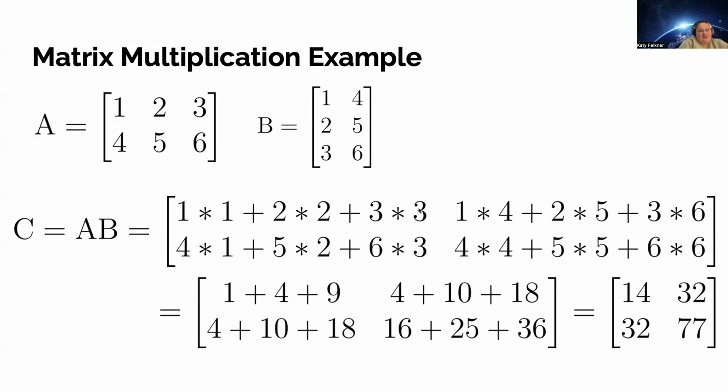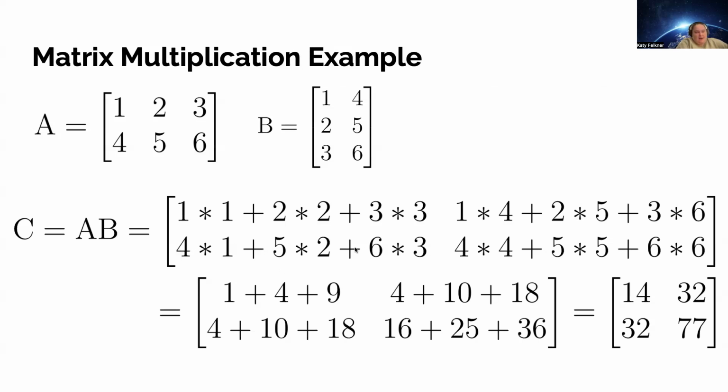C11, the upper left element of C, is the dot product of the first row of A times the first column of B. So that comes out to 1 times 1 plus 2 times 2 plus 3 times 3. Over here in the top right, we've got the first row of A times the second column of B. So that comes out to 1 times 4 plus 2 times 5 plus 3 times 6.